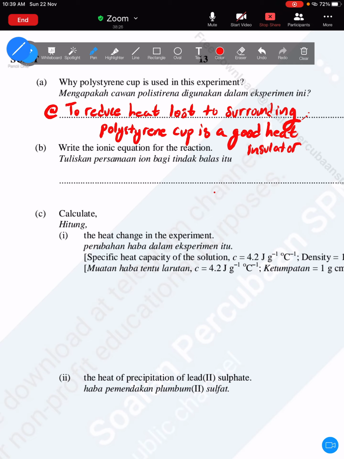Okay. Write the ionic equation for the reaction. Mamma mia, we just did this. Then we have Pb2+ aqueous, plus the SO4 2-, also aqueous because it is a soluble salt, and this will produce PbSO4 which is an insoluble salt.